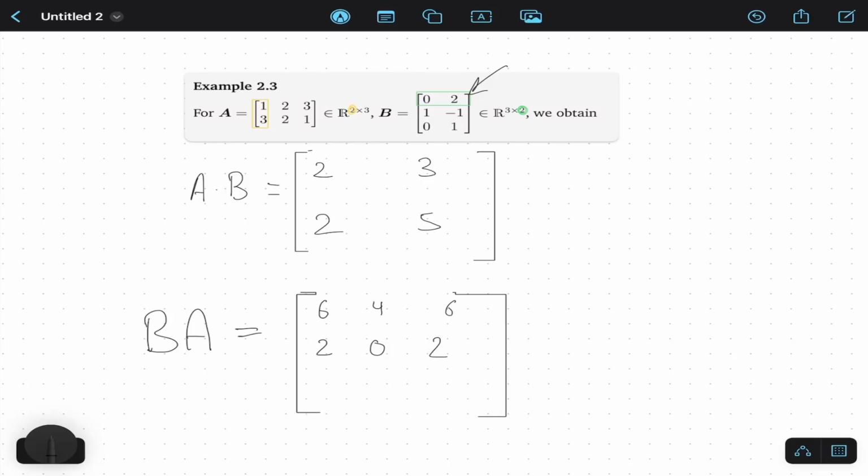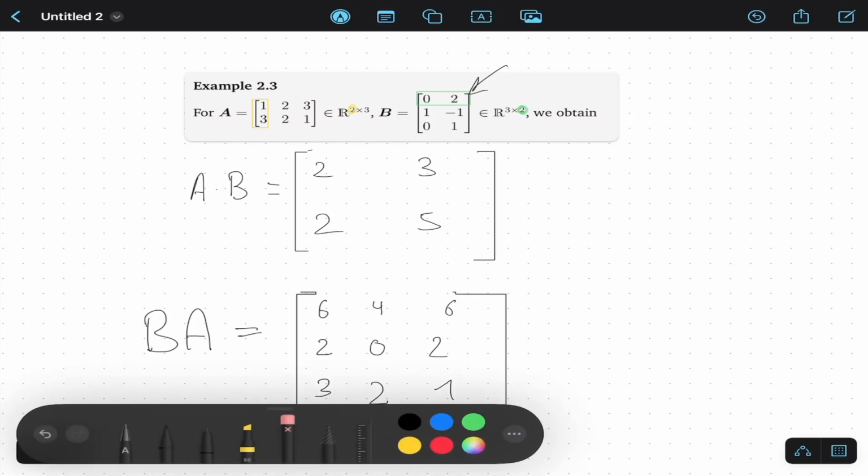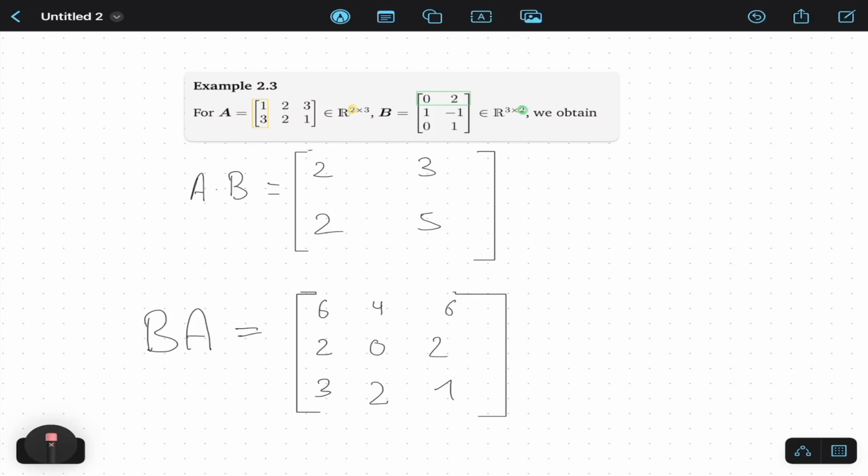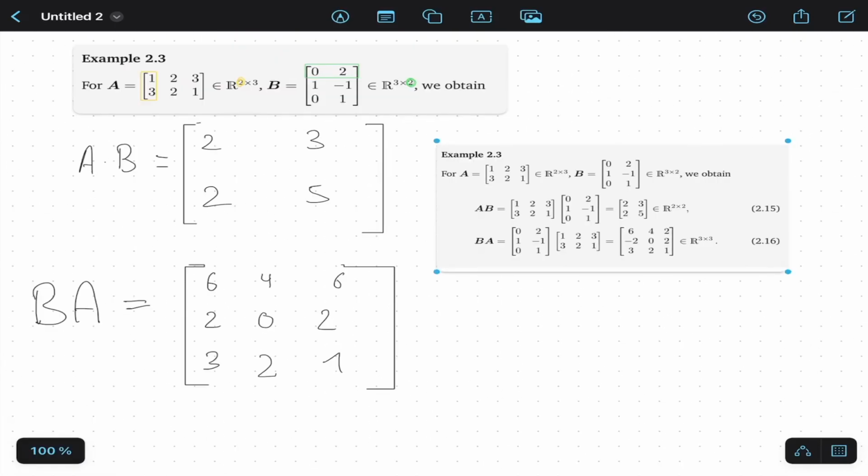Then we reset, the green one goes down, down, so 0, 1. Then we have 3, 2, 1. I guess, I hope that was right. Okay, let me check. Yeah, so the first A, B is correct, and the second one is not correct.